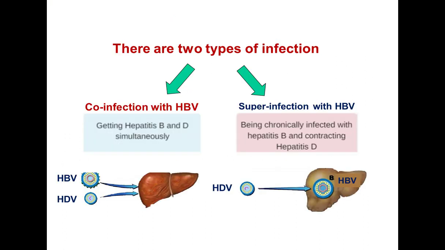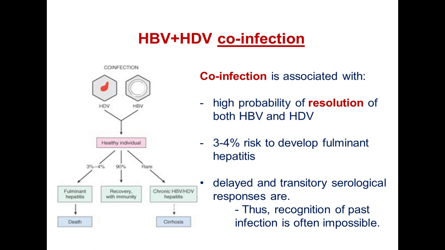There are two types of infection, co-infection and superinfection. Co-infection means the simultaneous infection by both HBV and HDV. Co-infection is associated with the resolution of both infections and with a 3–4% risk to develop fulminant hepatitis. In the setting of co-infection, the development of antibodies against HDV is transitory. So this means that it's not possible to define the real burden of individuals undergoing co-infection with both HBV and HDV.